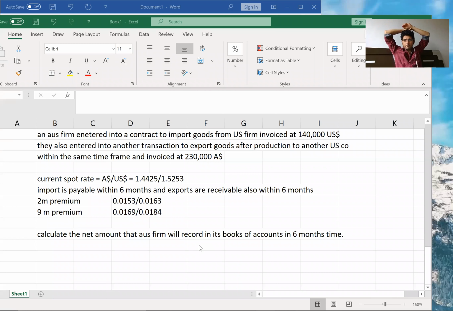Any other answer? Profit of 14,008 Australian dollars. So we are getting different answers. None of your answers are matching. Everyone is giving a different answer.